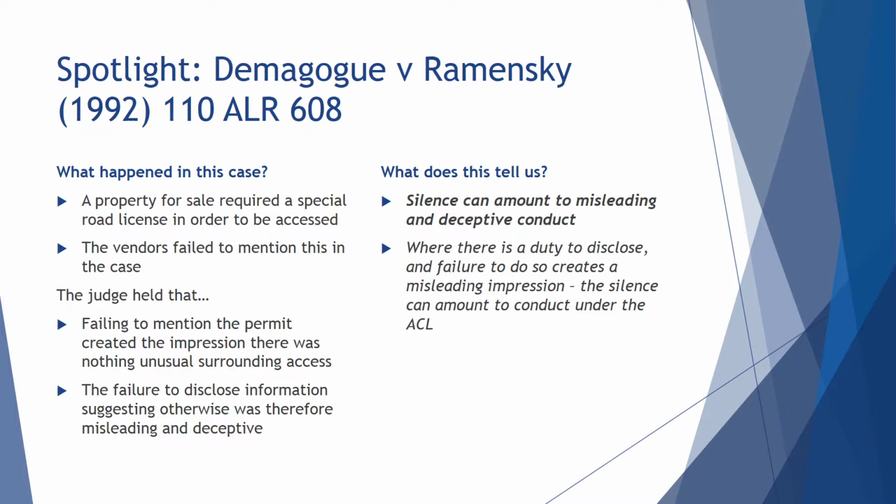Right, so onto the case of Demagogue v. Romensky. In this case, there was a property for sale which required a special road licence to be accessed. Now, in selling this, the vendors actually failed to mention it. They didn't expressly convey that there was nothing unusual about access to the property, but they didn't mention it at all, and they stayed silent on the issue.